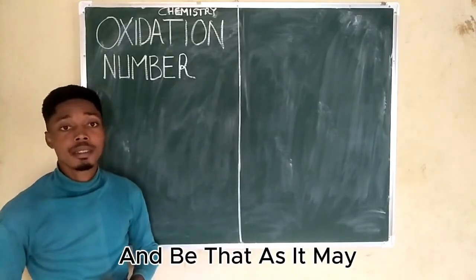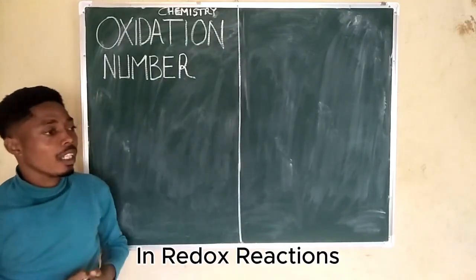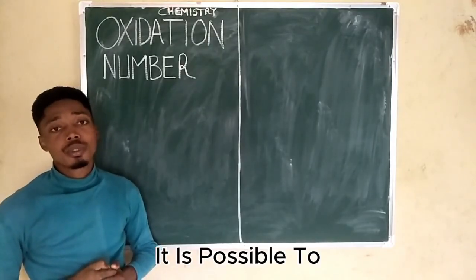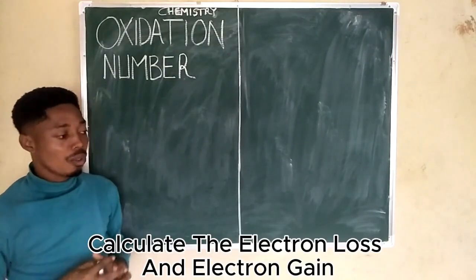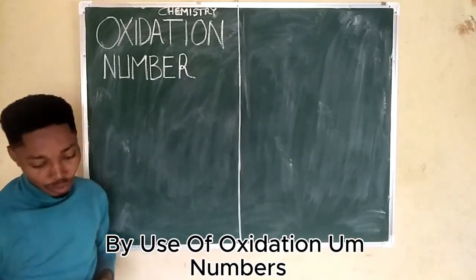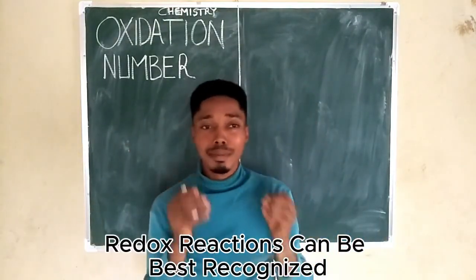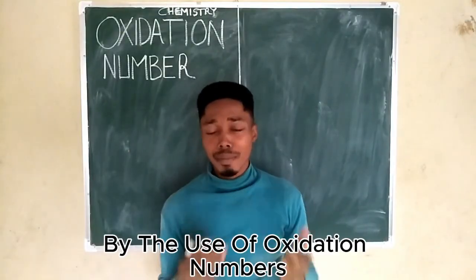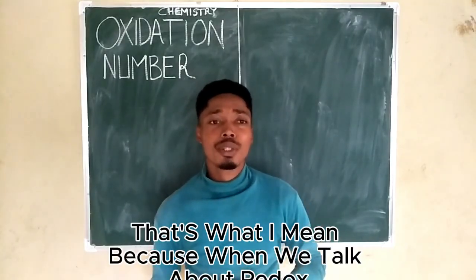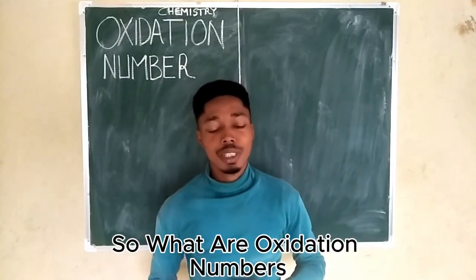And be that as it may, what are oxidation numbers? In redox reactions, it is possible to know the electron loss and electron gain by use of oxidation numbers. Redox reactions can be best recognized by the use of oxidation numbers. That's what I mean, because when we talk about redox, we're talking about reduction and oxidation. So what are oxidation numbers?